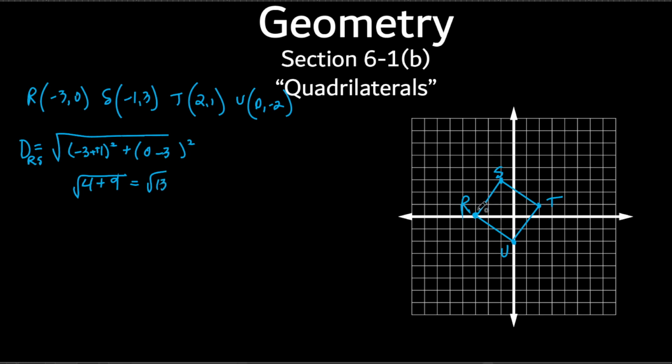Okay. So remember, all I have to do is just show that all 4 sides are equal. So I got to do this 4 times. All right, 3 more times. I already did it once. So let's do the next one. So we've got RS. That is the square root of 13. All right. I know it's a weird looking number. It's okay. No big deal.